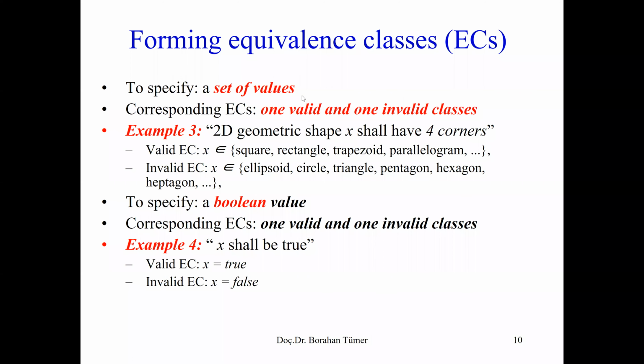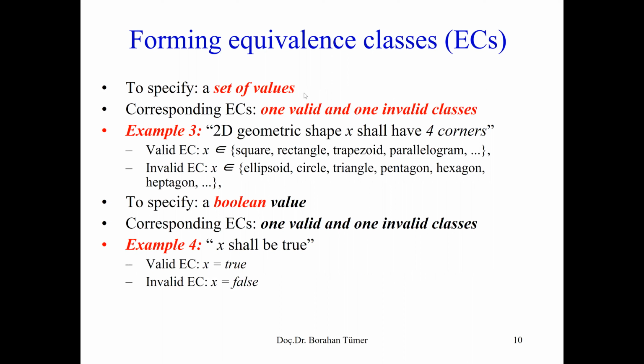Then what should we do? We should now form one valid and one invalid class. And what should these equivalence classes contain? Well, the valid one should contain members of this set of values, and the one invalid class should contain members that are not members of the set of values.